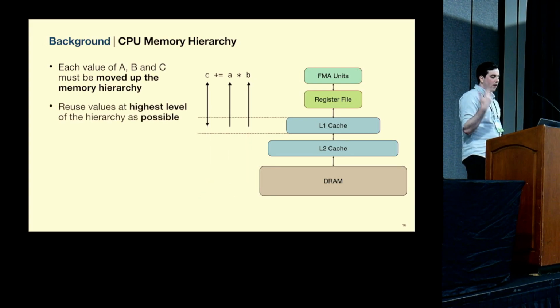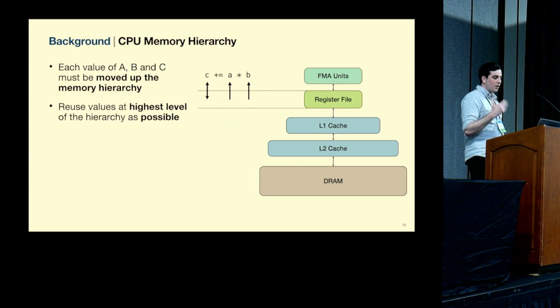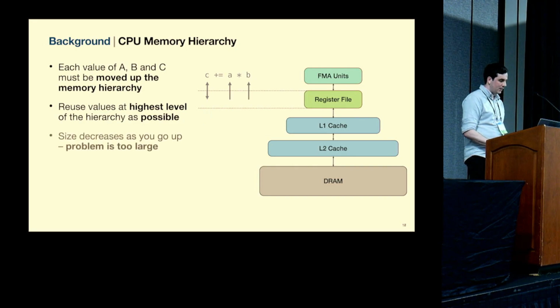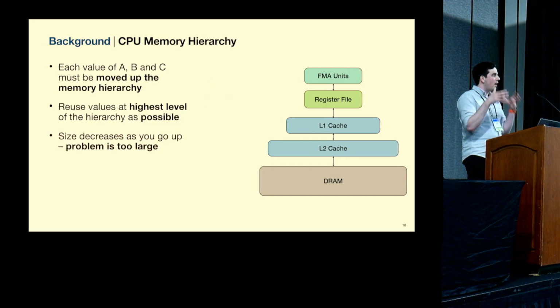Ideally, we want to reuse values at the highest level of the cache possible. So if these values were already in L1, then we can greatly shorten this trip and we can speed up our code overall. In the ideal case, these values are already in the register file, and some reuse at this level is required to reach peak performance on almost all machines. The challenge here is that as we move up this hierarchy, the memory sizes become smaller, and so at some point our problem doesn't fit.